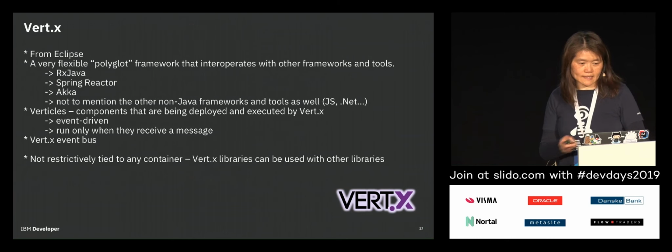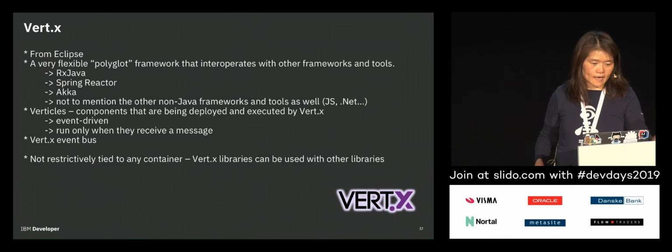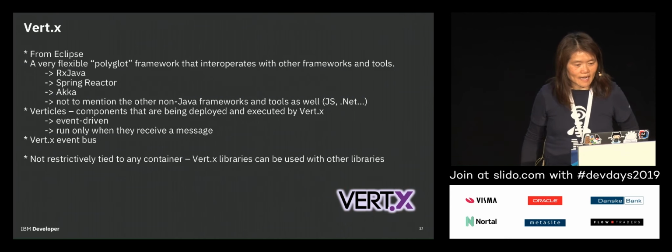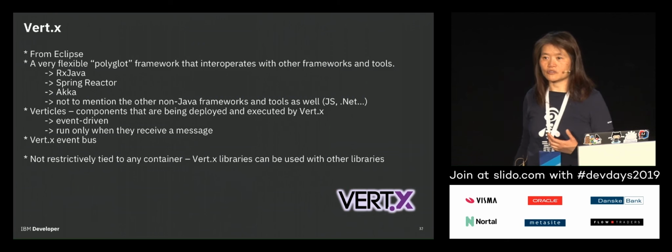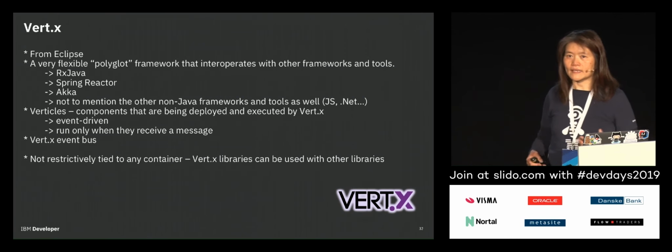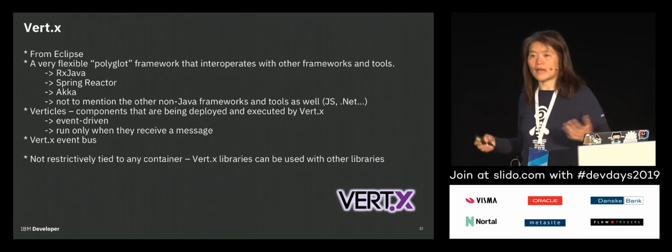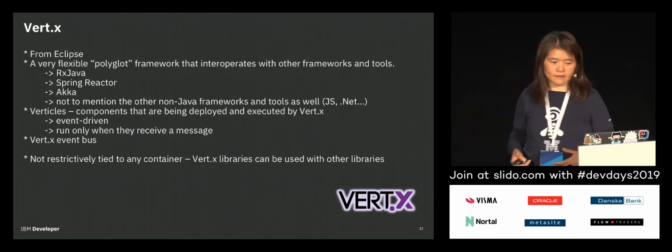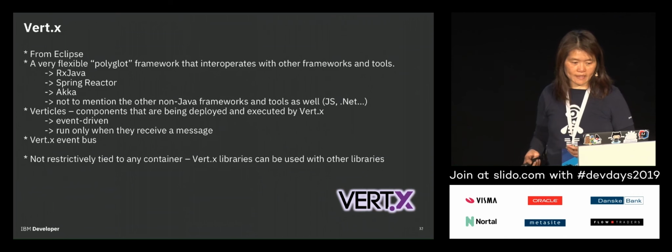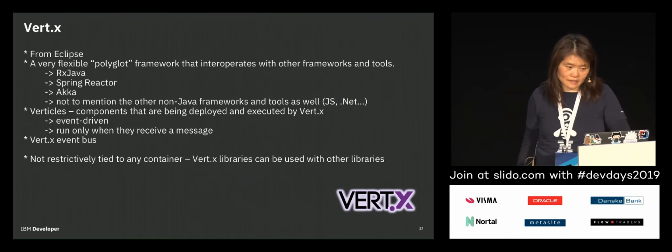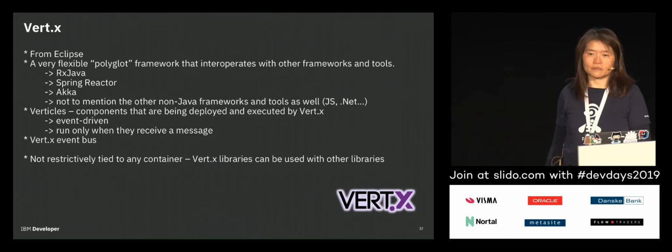Okay, so the last comparison to show here is Vert.x. That comes from Eclipse. The nice thing about it is that it's a very polyglot framework. So you basically can have Vert.x and also incorporate other libraries, with JavaScript, with Ruby, with Scala, anything. So that's a really flexible framework. It doesn't have an actor model, but it uses what are called verticles. So there are components that are deployed and executed by Vert.x.